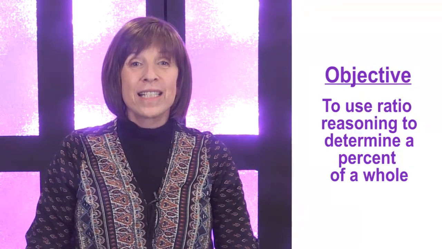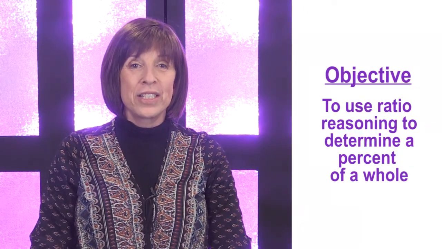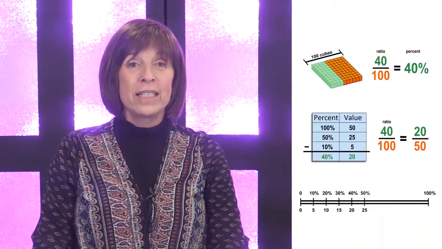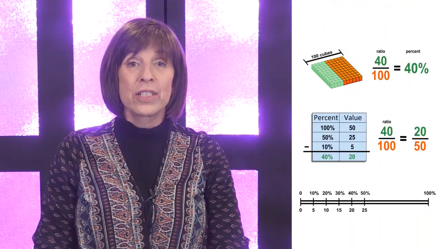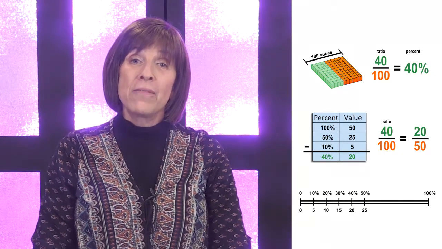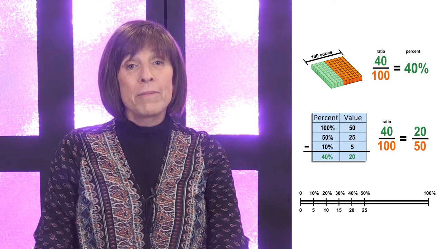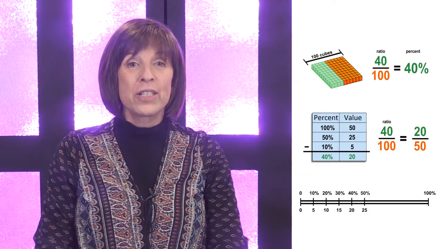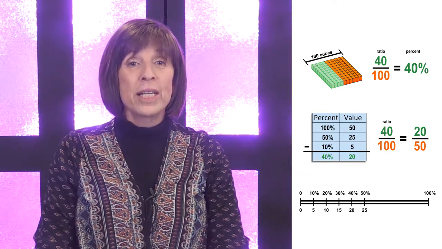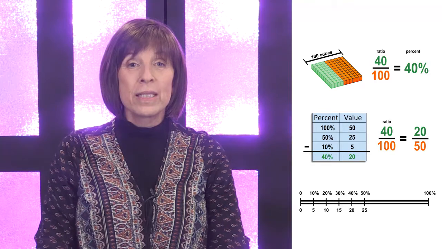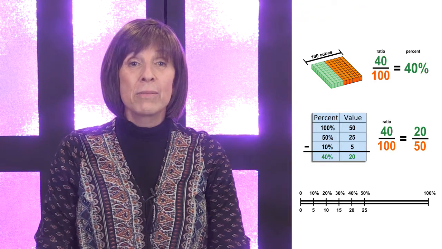The objective for this lesson was to use ratio reasoning to determine a percent of a whole. We met this objective by reasoning to make generalizations from patterns to solve percent problems and evaluate the reasonableness of our answers. We built a conceptual foundation for what it means to determine a percent of a quantity by shading in hundredths grids in order to see patterns of equivalent ratios. We also used ratio tables, equivalent ratios, and double number lines.